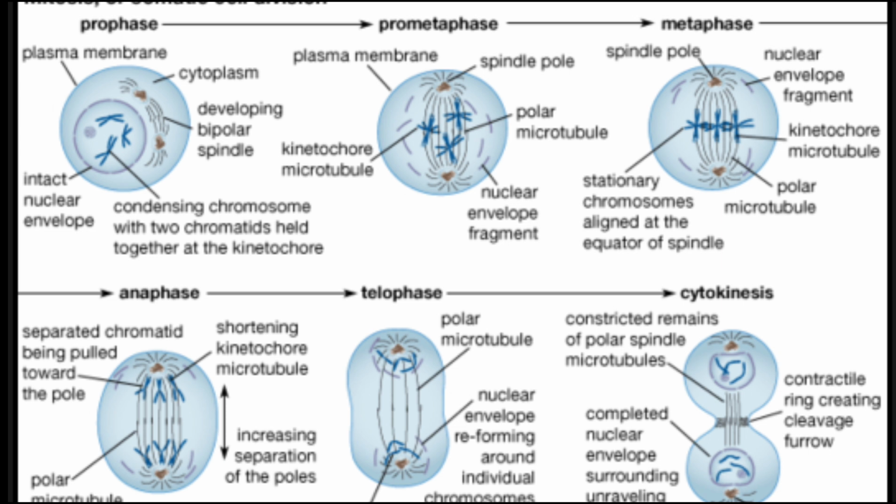In anaphase, the sister chromatids separate and are pulled to the opposite poles of the cell. And in telophase, the chromosomes arrive at the poles. The nuclear envelope reforms around each set of chromosomes and cytokinesis begins. Now cytokinesis is where the cytoplasm divides, resulting in two daughter cells.